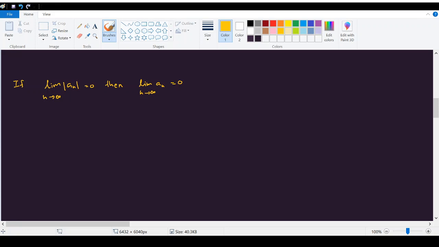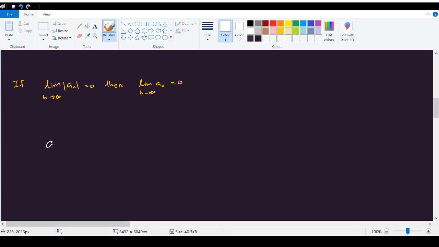Our next theorem is: if the limit of the modulus of a certain sequence is equal to 0, then the limit of the same sequence without the modulus is also equal to 0. We'll do an example that goes with this theorem.